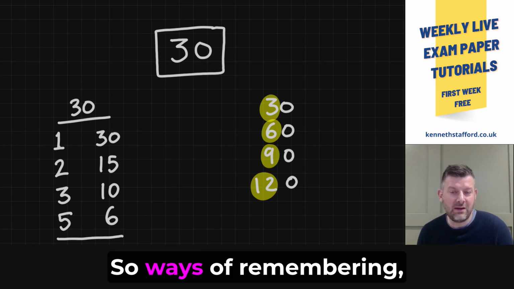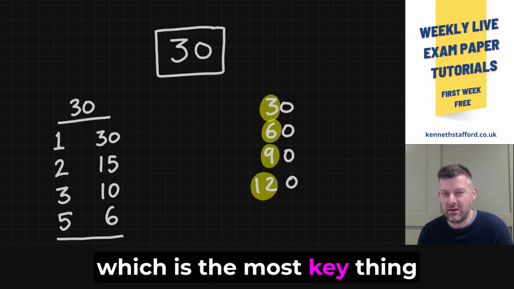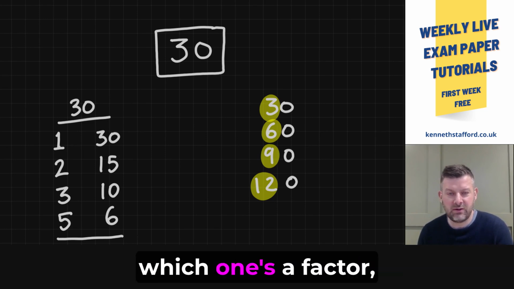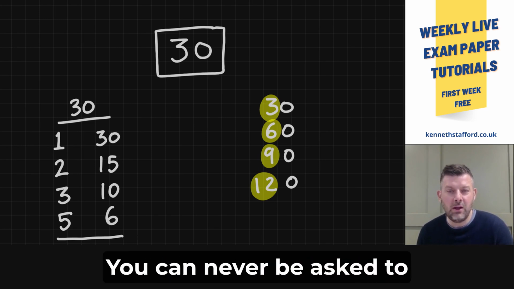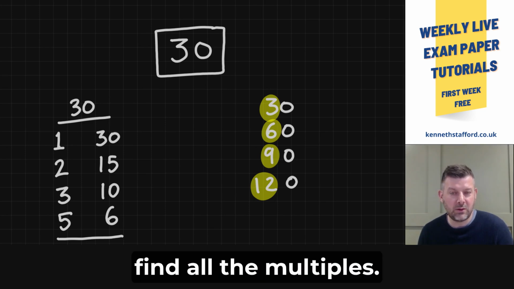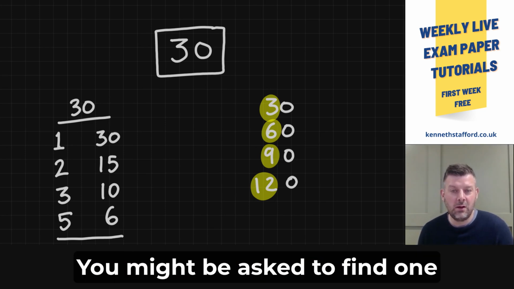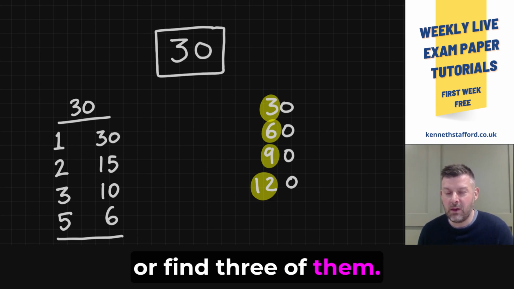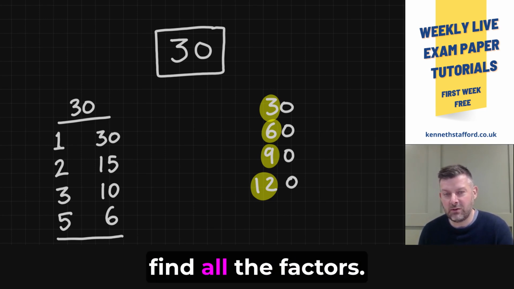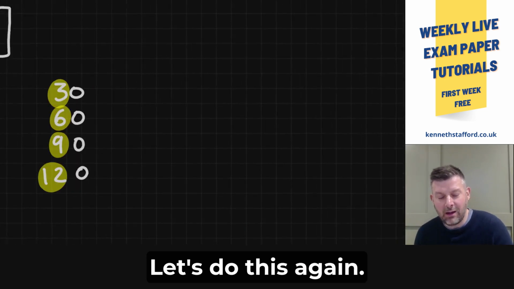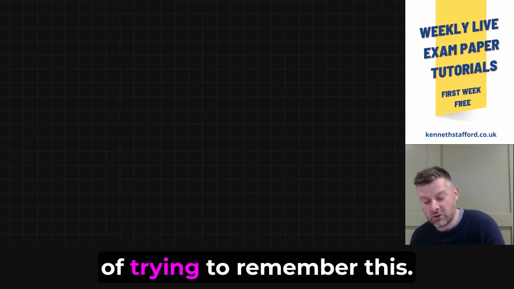So ways of remembering, which is the most key thing here, which one's a factor and which one's a multiple. You can never be asked to find all the multiples. You might be asked to find 1 or find 3 of them, whereas you can be asked to find all the factors. Let's do this again. We'll also talk about other ways of trying to remember this.